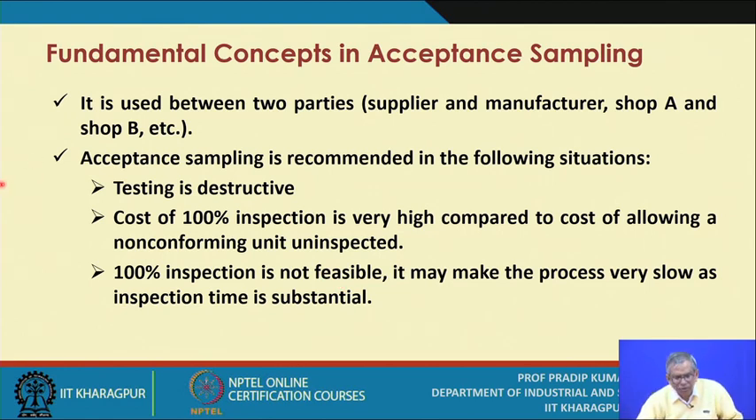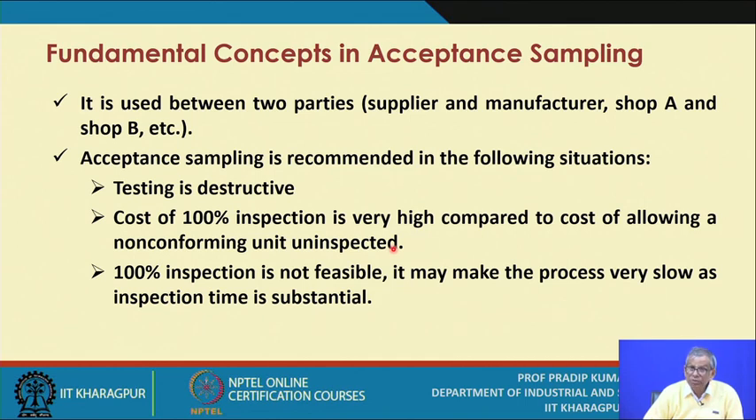Acceptance sampling is recommended in the following situations. First, testing is destructive. There are many such cases. Obviously you cannot go for inspecting each and every item in the lot. If the testing is destructive, in the process of getting the data you will be losing all the items in the lot, which is just not acceptable. Second, the cost of 100% inspection is very high compared to the cost of allowing a non-conforming unit to go uninspected. This sort of data you must have in a given situation. So your obvious choice is to go for sampling inspection, or acceptance sampling.